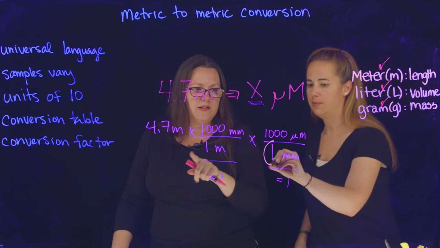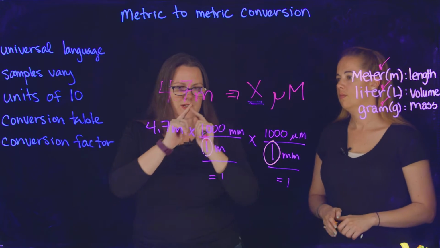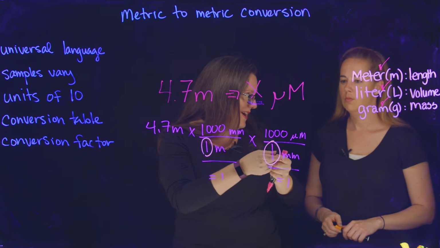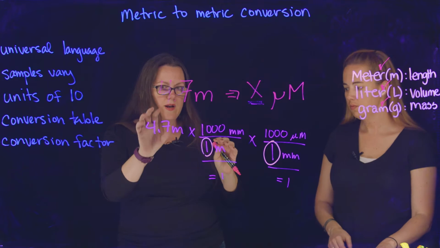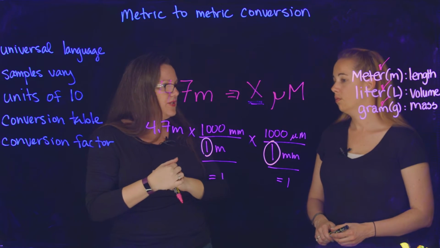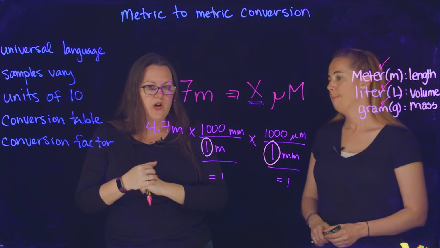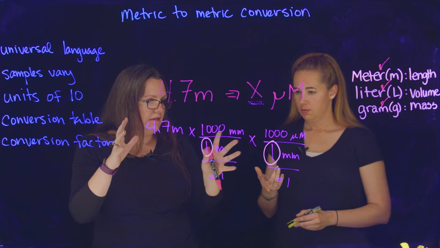Exactly. So I basically have a really fancy representation of saying 4.7 meters times 1 times 1. I'm not changing any of the information about what I've measured or that amount, but I'm just changing the scale, the units that I'm representing it with. Okay, so how do I start making my way through all these different scales of measurement?